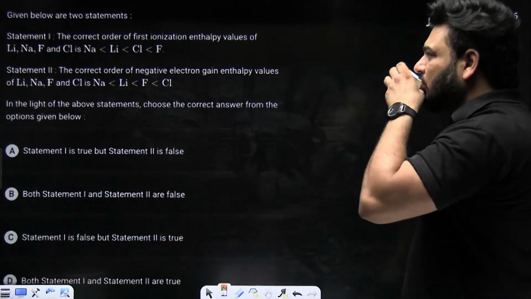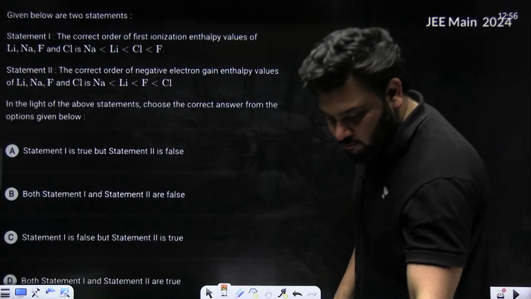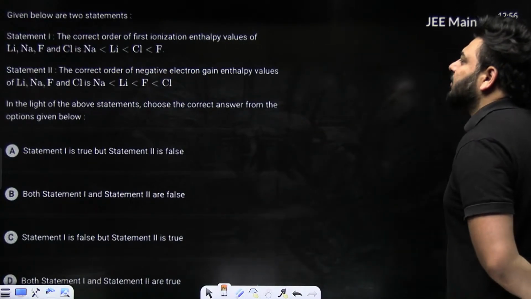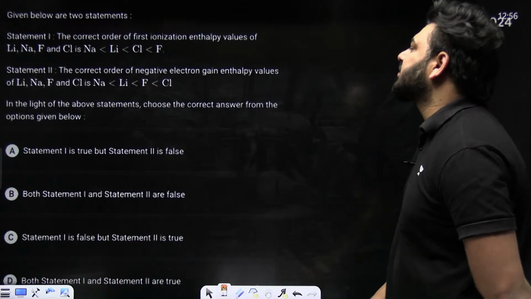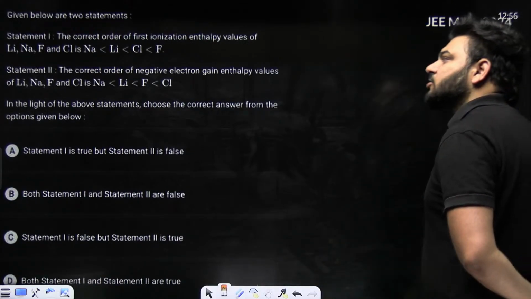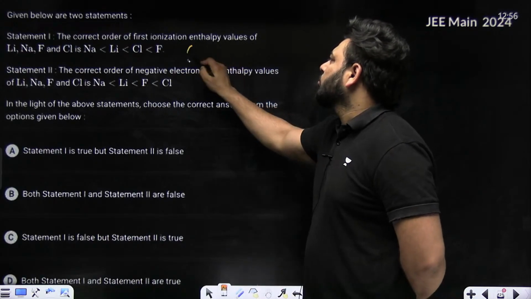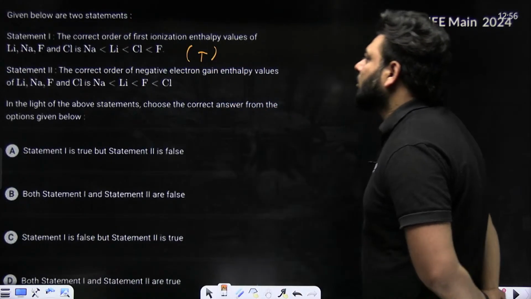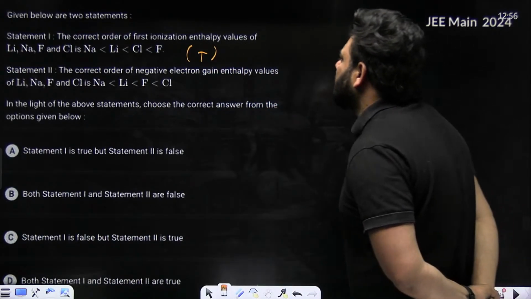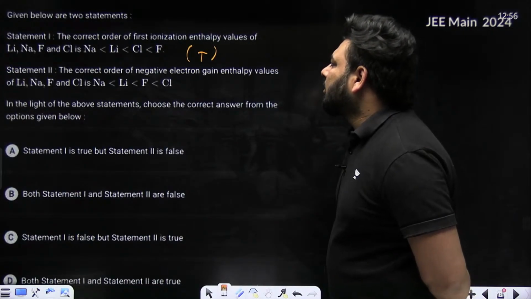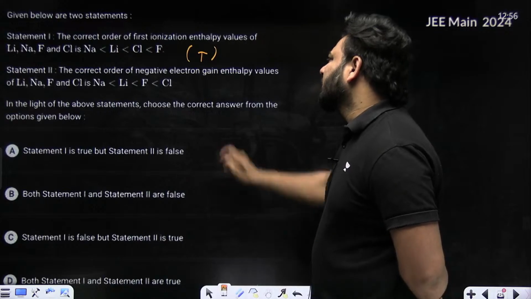Another question. The correct order of first ionization enthalpy values of lithium, sodium, fluorine and chlorine is this. Sodium is lowest, fluorine is the highest ionization enthalpy. I guess this is true. The correct order of electron affinity values. Chlorine will have the highest, then fluorine. I think this is also true.